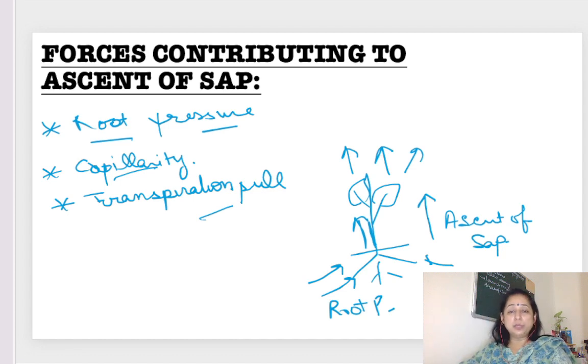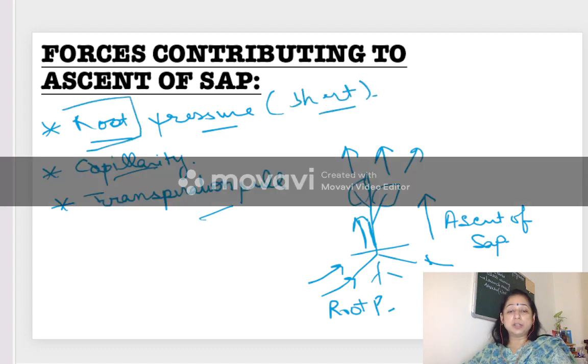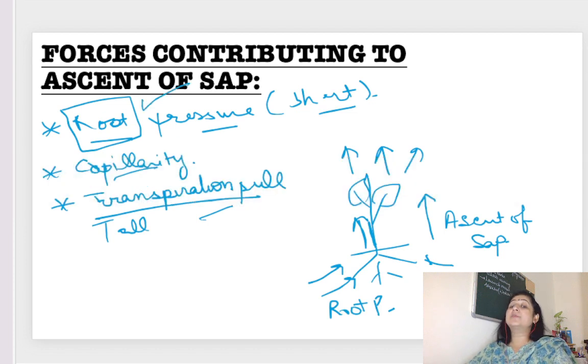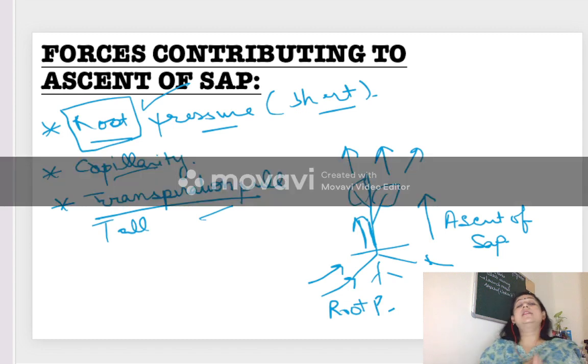Here I just want to tell you that in short plants, or in herbs and shrubs, water tends to move up by root pressure. But in tall plants, water tends to move up by transpirational pull. Plus, during night, root pressure is responsible for conduction of water. During day, transpirational pull is responsible. So these are the forces which contribute to the ascent of sap, or the condition wherein the water has to move upward in the plant.